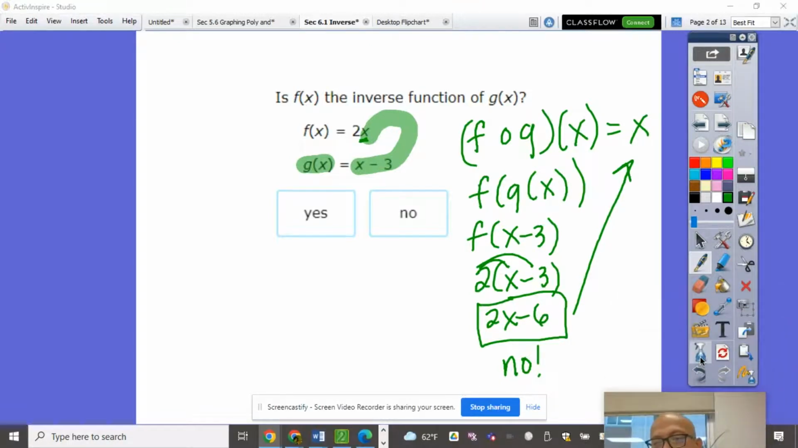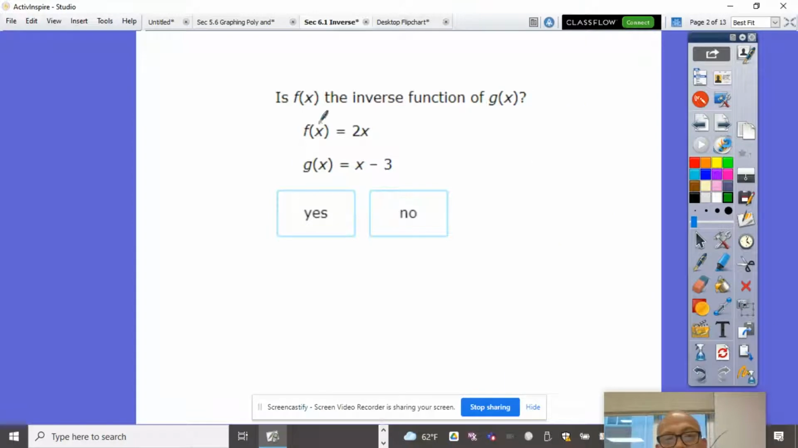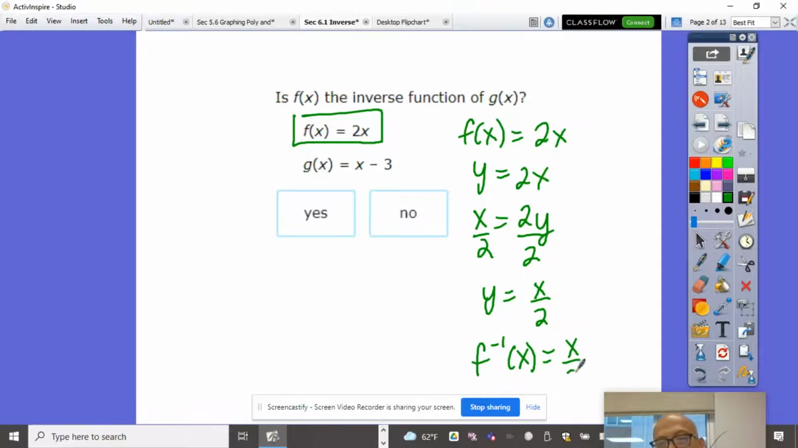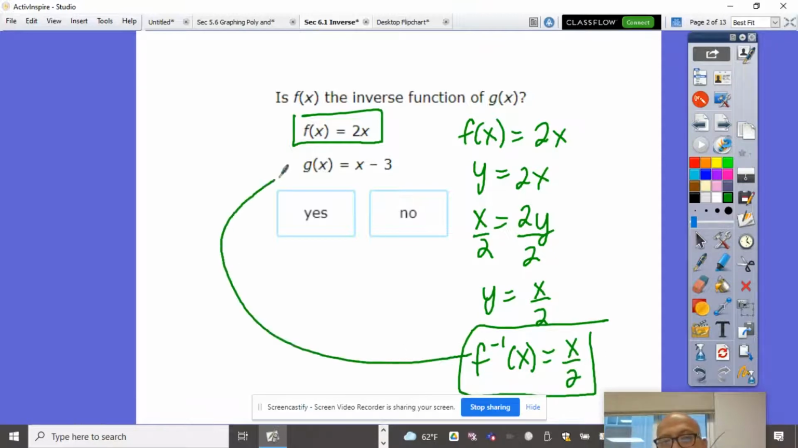Another way of doing this is to find the inverse of f of x. We know that f of x equals 2x, so replace f of x by y equals 2x. Switch the x and the y, so the y becomes x and the x becomes y, and we solve for y. Divide by 2, divide by 2. So y is equal to x over 2, or the inverse of f of x is equal to x over 2. Is this equal to the other function? They're not the same. So the answer is no.